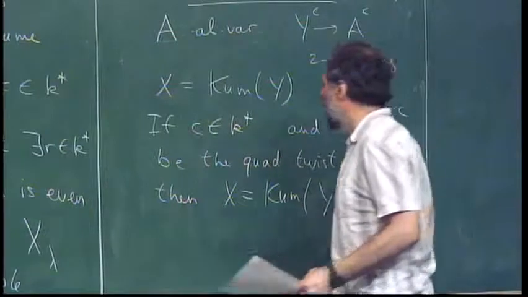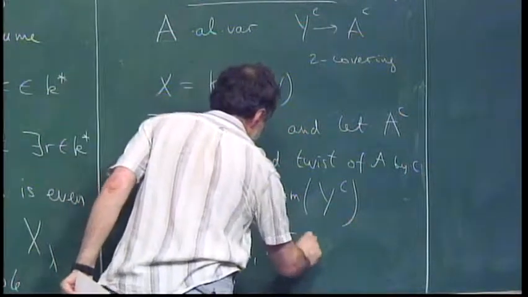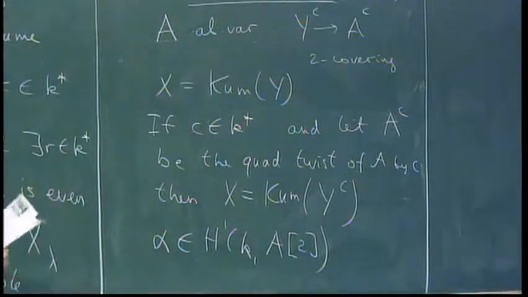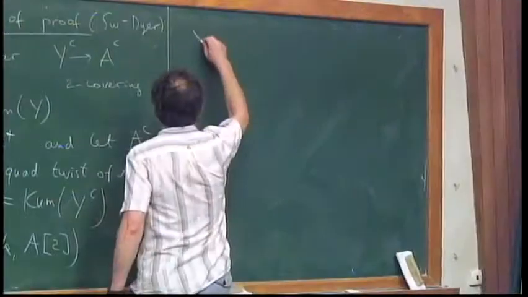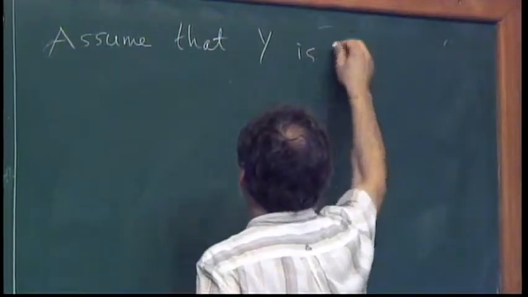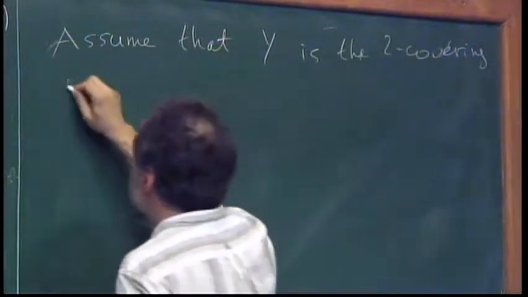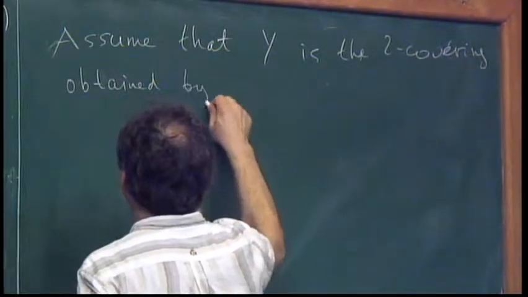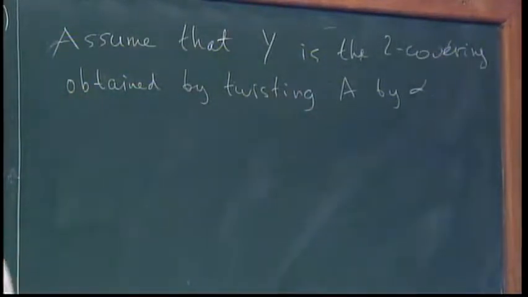Now, let's suppose that we're given a class alpha, some element in this Galois cohomology group with coefficients in the 2-torsion, and Y is the 2-covering obtained by twisting A by alpha. Just don't get confused, because I'm talking about quadratic twist, which refers to the action of Z mod 2, which just sends x to minus x.